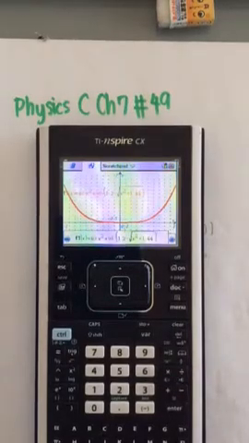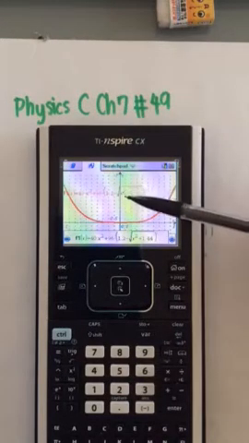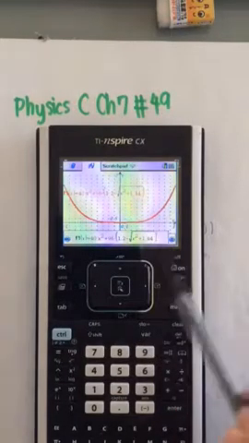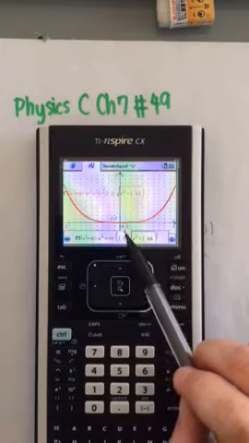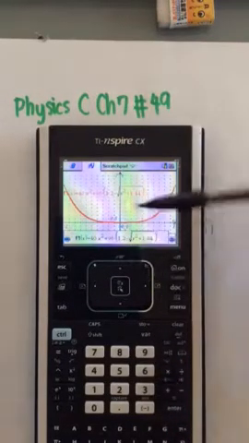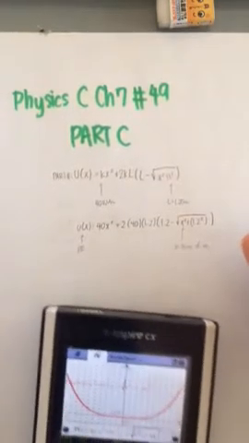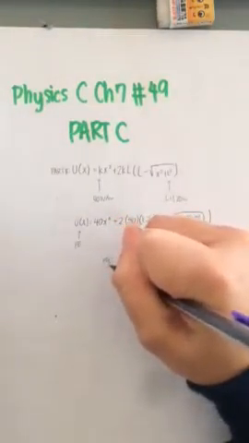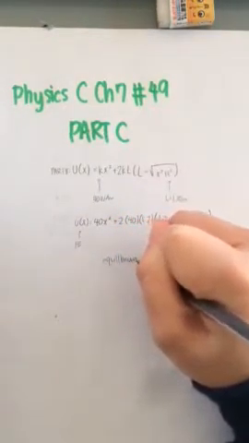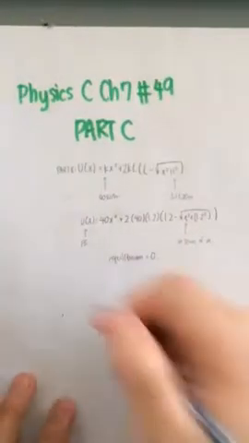Oh wait, we need to identify the equilibrium point. Equilibrium point is where force equals 0, which means that u of x divided by x must equal 0. Where's that? That's the only point, at 0. That's the only point where u of x divided by x equals 0. So our equilibrium point is 0. Remember, equilibrium is where force equals 0. Simple as that.